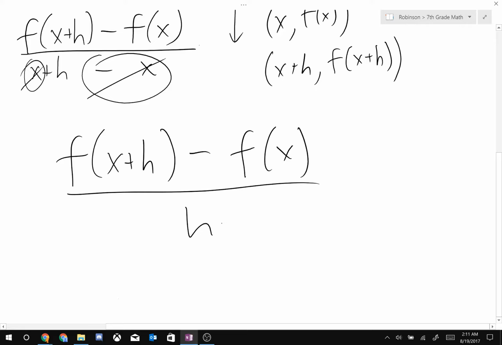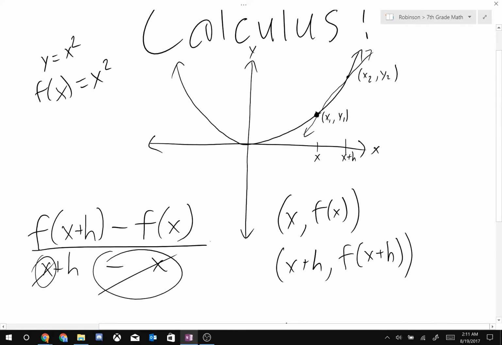So what we want, looking back at our graph, is for these 2 points to be the same point, right? We want to only be able to use one point. For those to be the same point, h would have to be 0, because if we add 0 to things, it doesn't change.